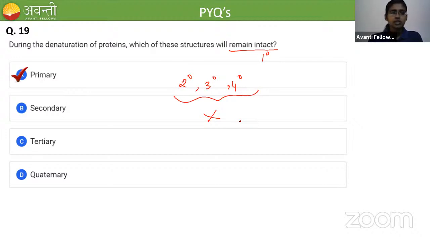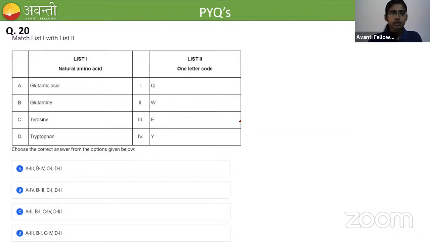And coming to question number 20, you have to match list 1 with list 2. So amino acids are given to you and the letter code is there. We have to match. To answer this question, the correct answer would be option D. That is, for glutamic acid the code is E, and for glutamine it is Q. For tyrosine, Y. And for tryptophan, it is W.